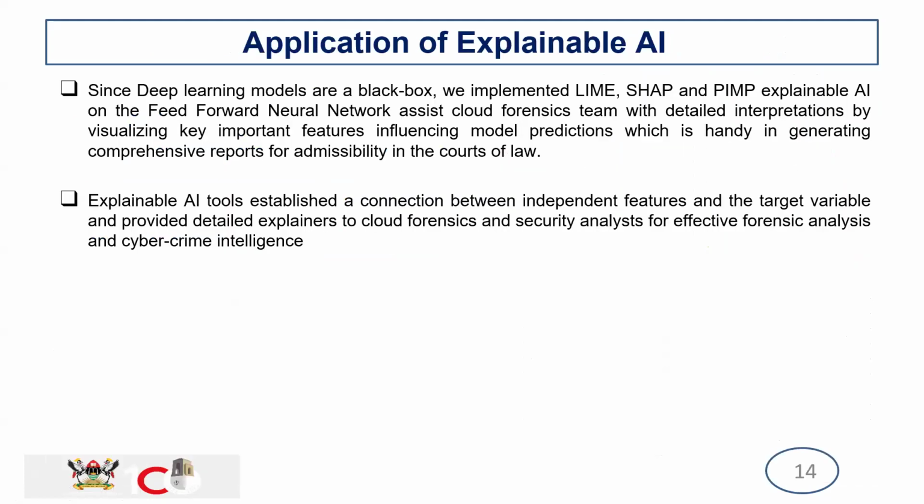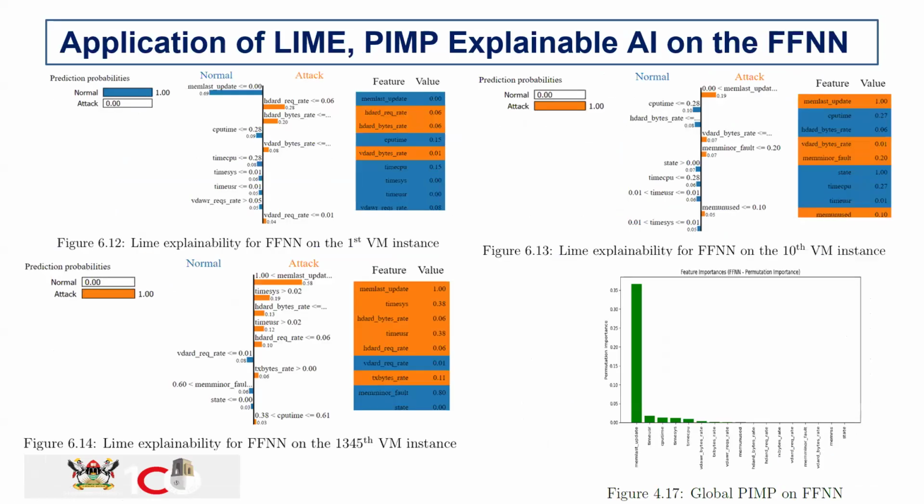Application of explainable AI. Yeah, I applied SHAP, LIME, and PIMP explainability. So as you can see here, these are line plots for the FFNN on these VM instances. Let me choose one graph here. From here, this 10th VM instance is attacked because of these factors.